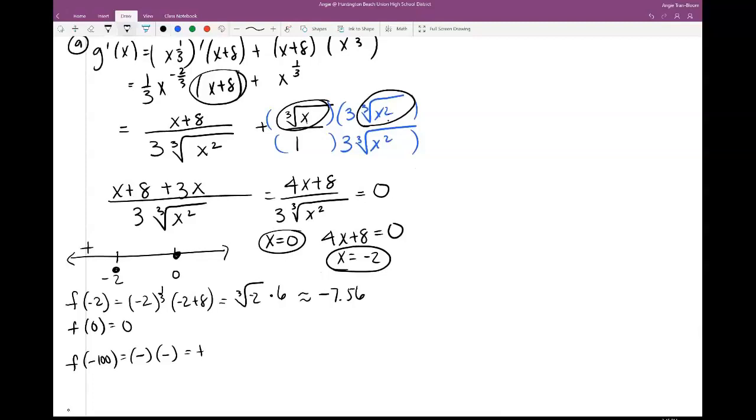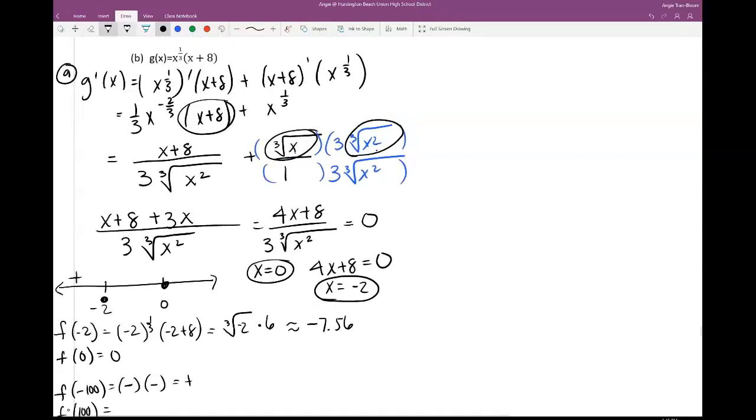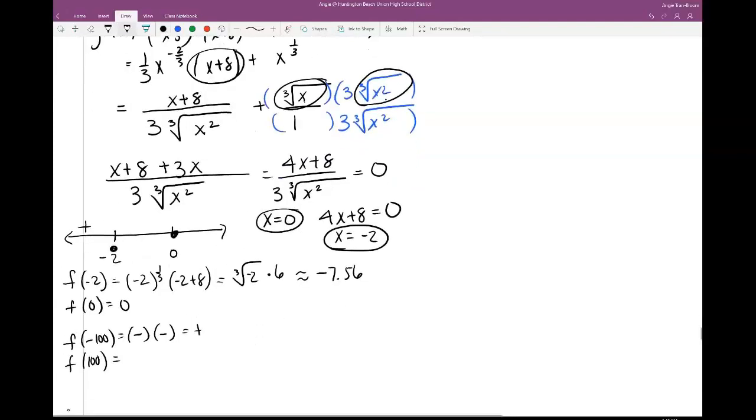So let's check 100. f of 100 is positive: 100 to the 3rd is positive, times 100 plus 8 is positive. So that's again positive, okay? So somewhere in the middle here, it looks like it's starting from here, it goes to here, and then it ends up to here. So what's going on here?